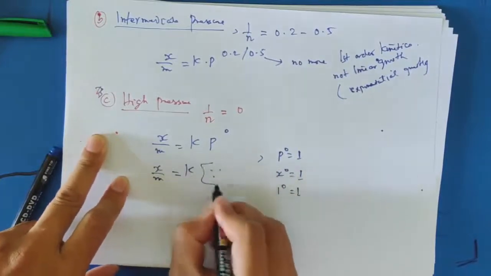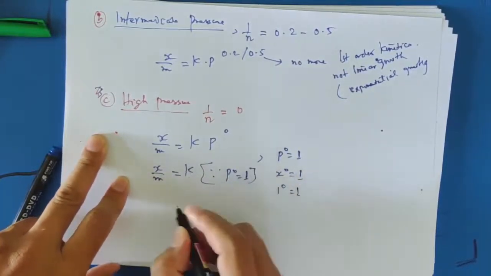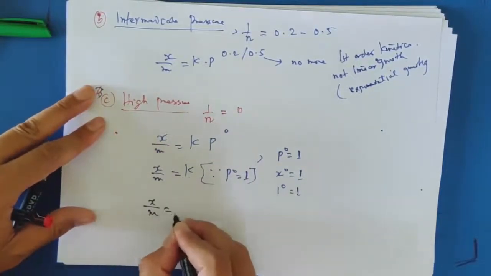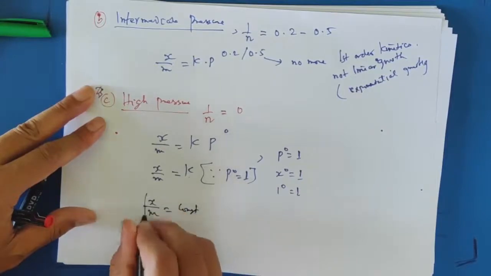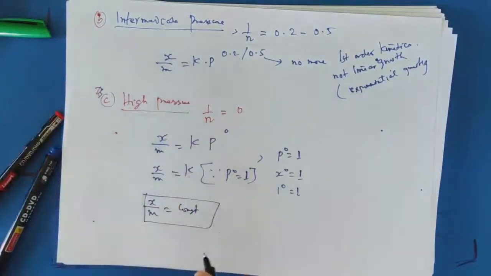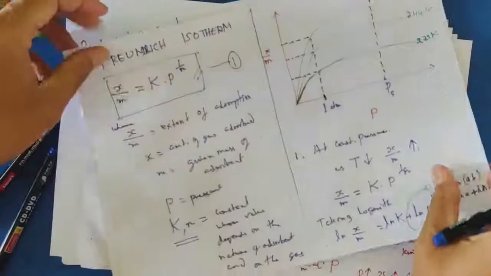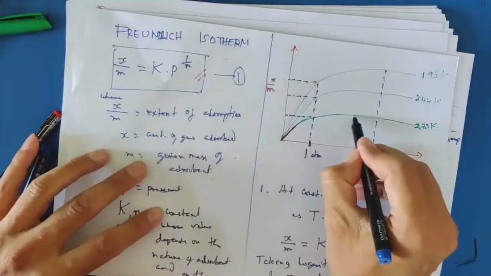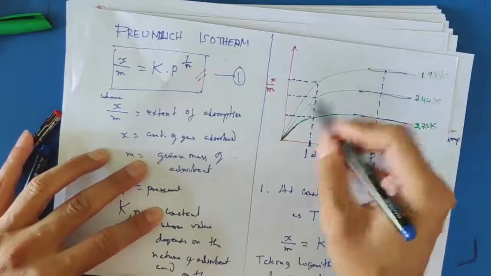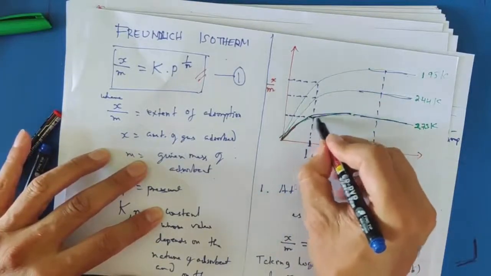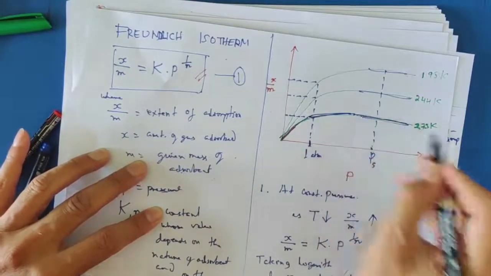Since P^0 equals 1, that means k is a constant. x/m is equal to a constant. Yes? Initial growth is linear when the pressure is low. When pressure is moderate, it is exponential. When pressure is high, it is constant.